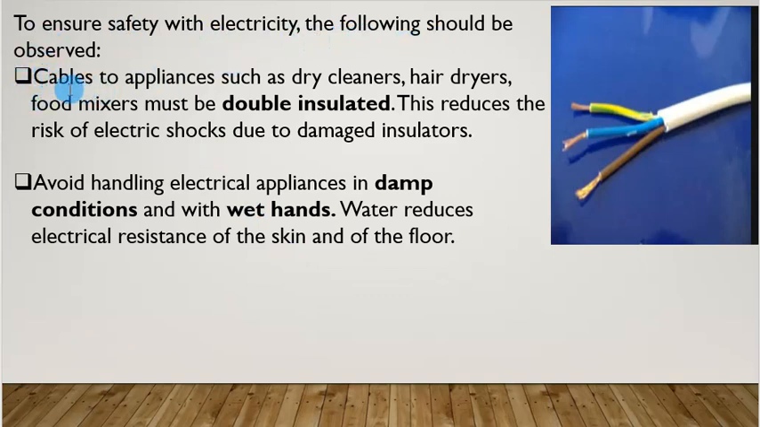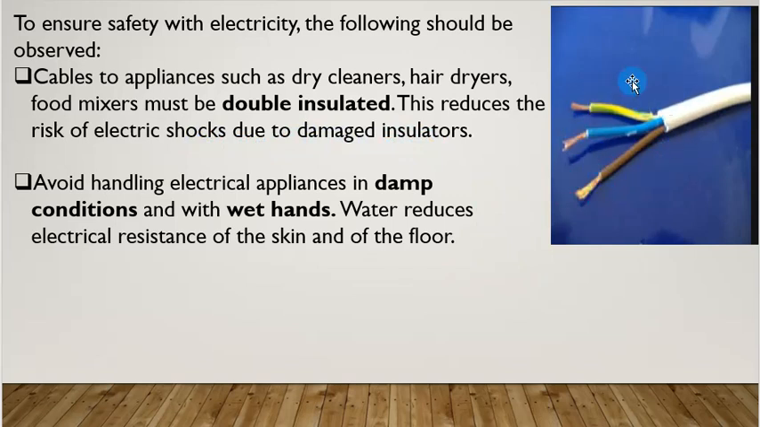The first one is that cables to appliances such as dry cleaners, hair dryers, and food mixers must be double insulated. When they are double insulated, this will reduce the risk of electric shock due to damaged insulators, instead of you coming into contact with a live. Make sure that your electrical appliances are double insulated.